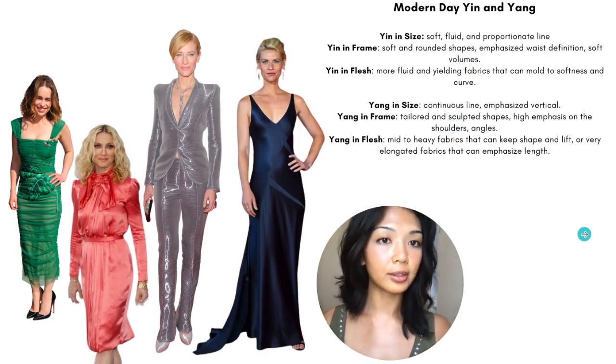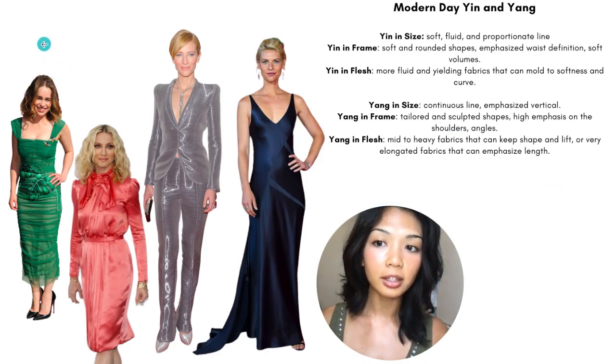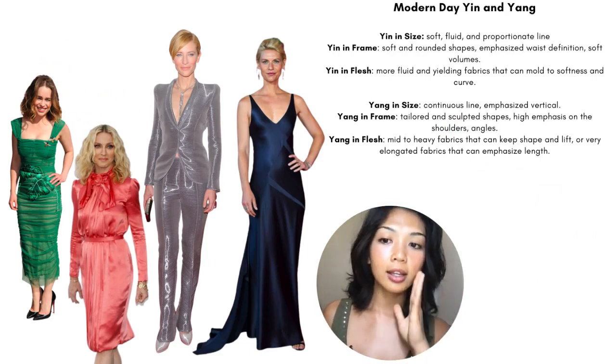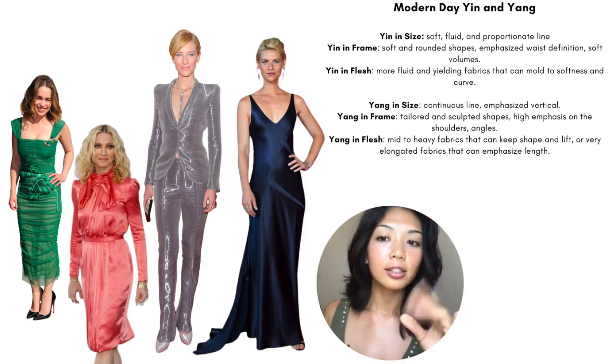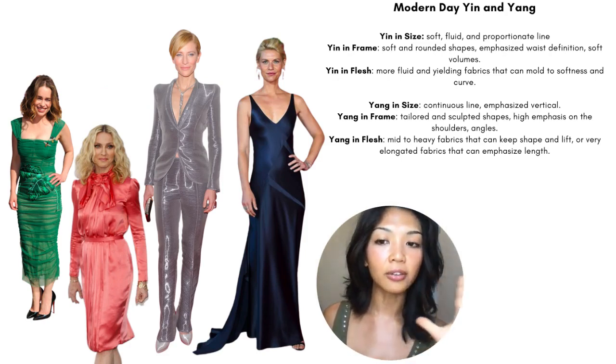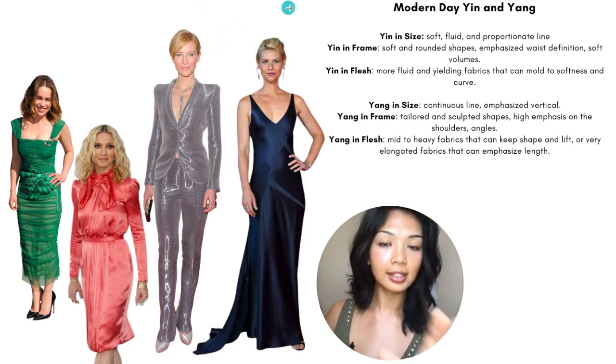All right, so for some modern day examples of extreme yin and yang, for romantics, we have Emilia Clarke here and Madonna here, looking so beautiful in these lovely dresses with so much soft fluidity, ornateness, waist emphasis, soft volumes, fluid continuous line. Here we have dramatic examples, Cate Blanchett and Claire Danes: elongation, angularity.